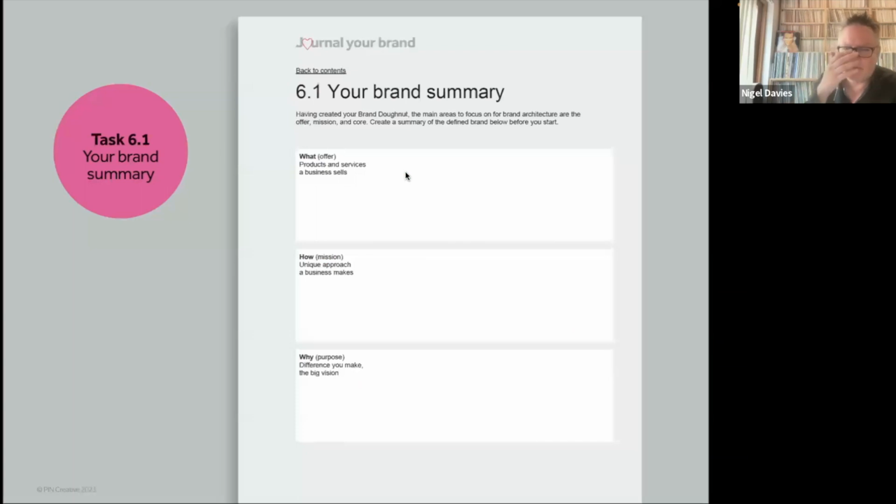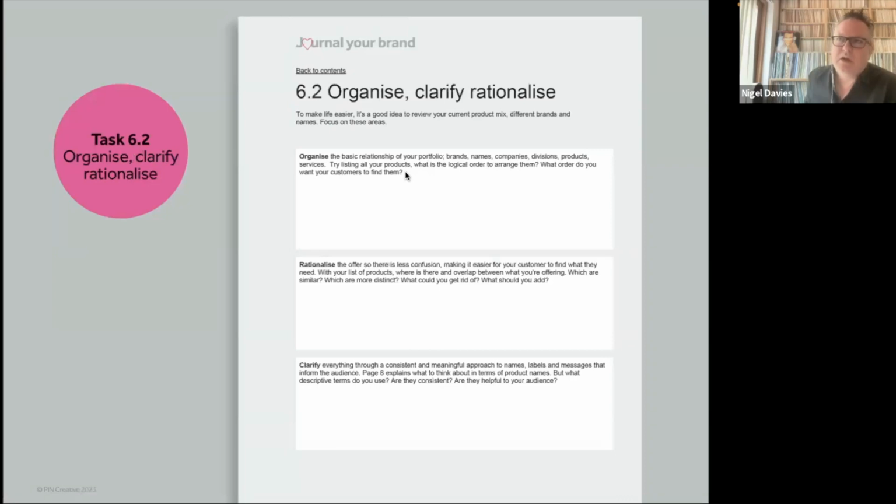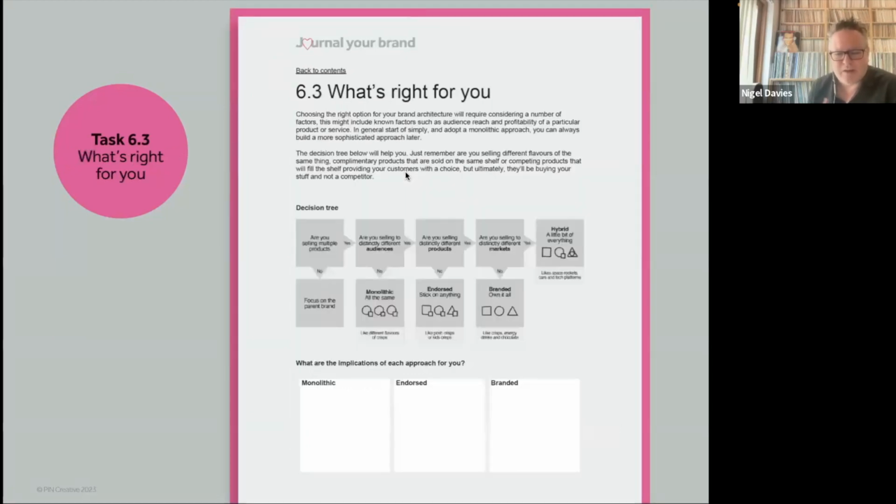There is a bunch of tasks to go with this, and I would definitely think about summarizing your brand, the what, the how, and the why, so that you've got that basic information. I would look at how you could organize the things that are going to help the basic relationship between everything. There's also this decision tree diagram, and probably everyone can try that.